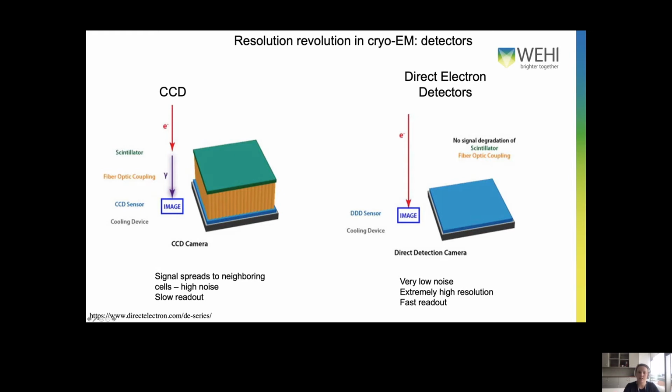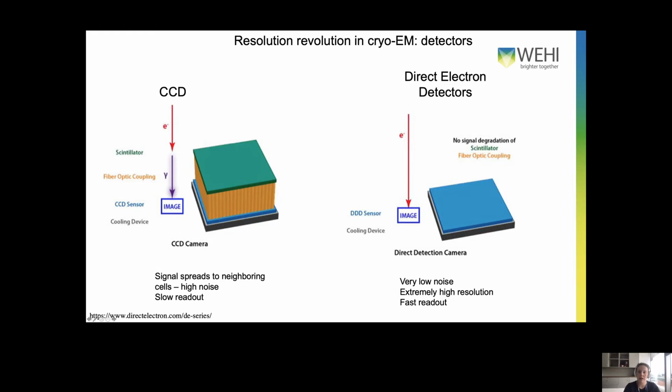So they're based on the CMOS sensor, which is the complementary metal oxide semiconductor. And in this case, we don't convert electrons into photons, so they're imaged directly by the sensor. And this reduces the spreading of the charge. And so the advantages of these direct electron detectors are that they are very low noise, extremely high resolution, and they have fast readout compared to the CCD. And this is what all the high-end microscopes nowadays use. So they all have direct electron detectors.